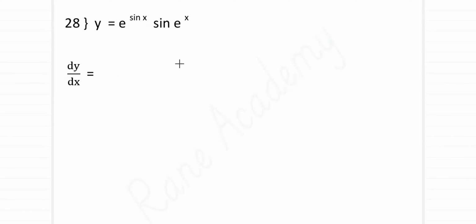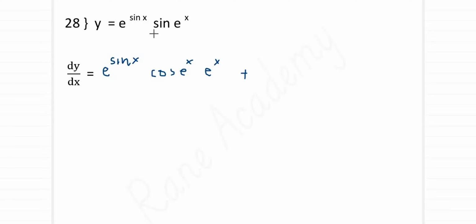Question number 28, we have two functions. Product of two functions, y is equal to e raised to sin x into sin e raised to x. We can solve this using the product rule. So actually we are using the product rule and chain rule. So we keep the first function, that is e raised to sin x, as it is, and we differentiate the second function. What is the second function? The second function is sin of e raised to x, whose derivative is cos of e raised to x. And here instead of x we have e raised to x, so we differentiate and we get e raised to x.